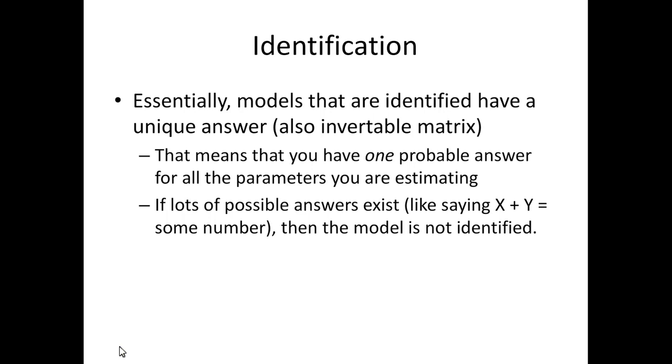So we're looking for models that have a unique answer. If it has lots of possible answers, that model is not identified. If I say x plus y equals 4, that has lots of answers. They could both be 2, they could be 1 and 3, they could be negative 100 and positive 104. So there are lots and lots of answers. That's bad.